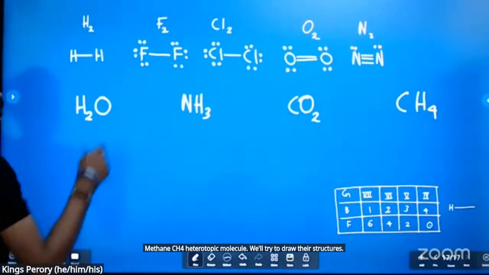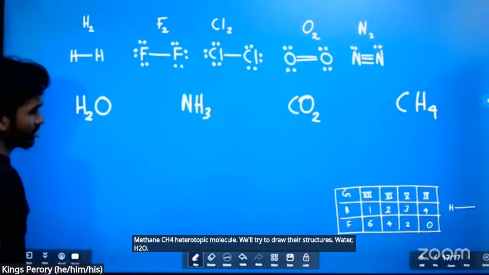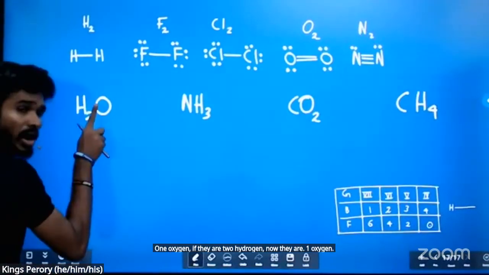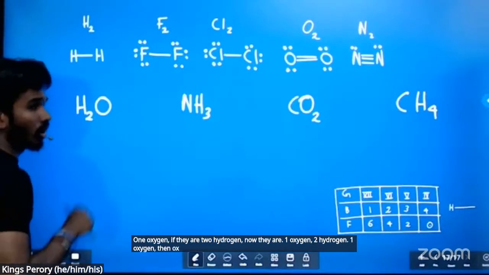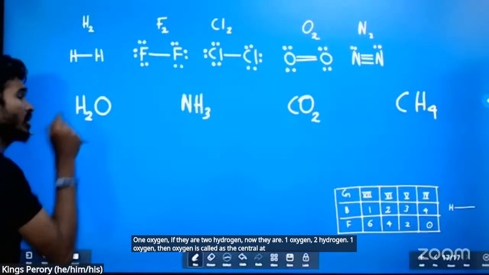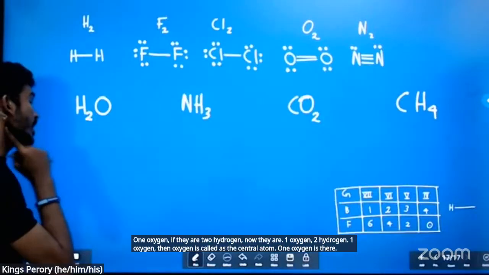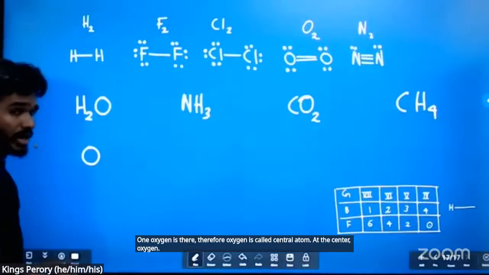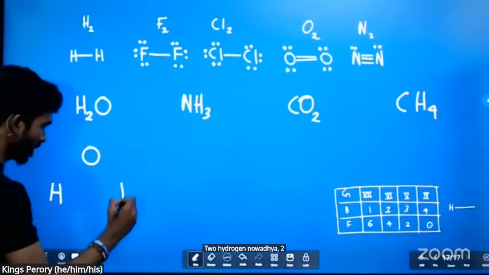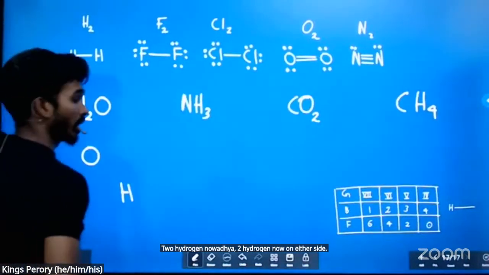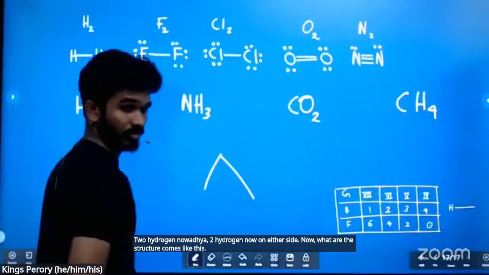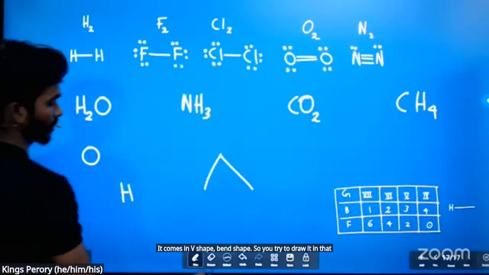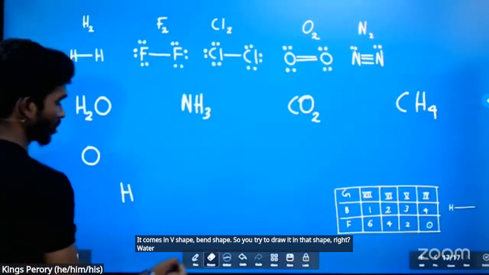Water, H2O. 1 oxygen is there. 2 hydrogen are there. 1 oxygen, then oxygen is called the central atom. At the center, oxygen. 2 hydrogen are on either side. Now, water, the structure comes like this. It comes in V shape, bend shape. So you try to draw it in that shape, right? Water, 1 oxygen, 2 hydrogen either side.